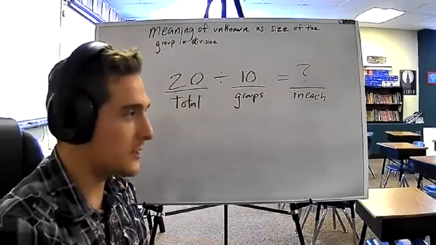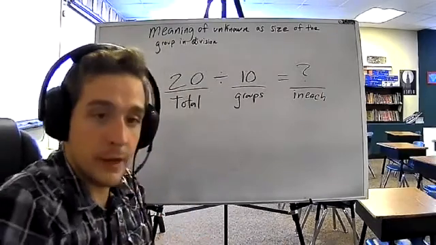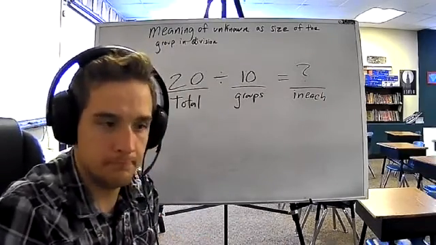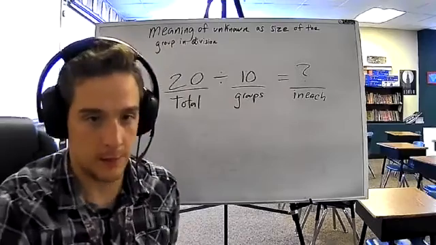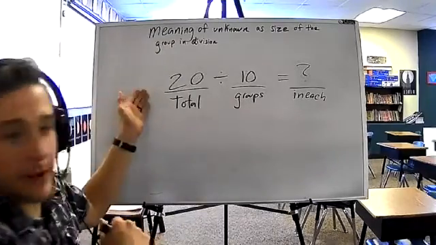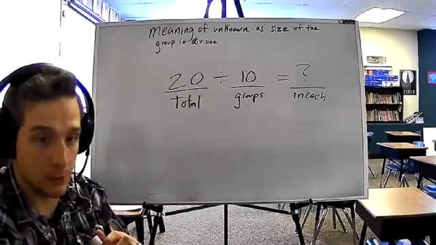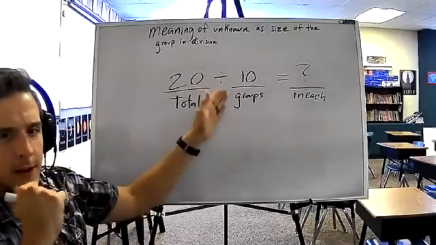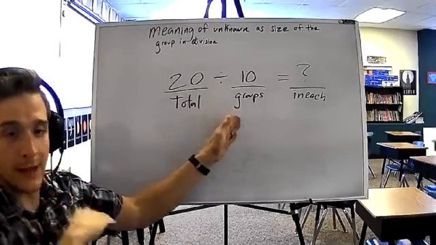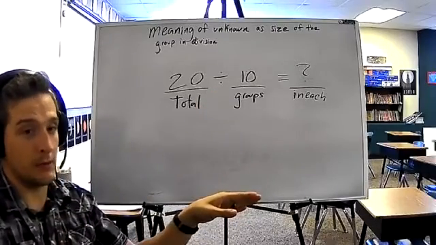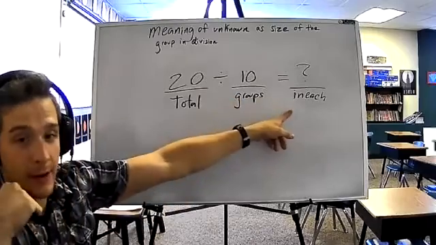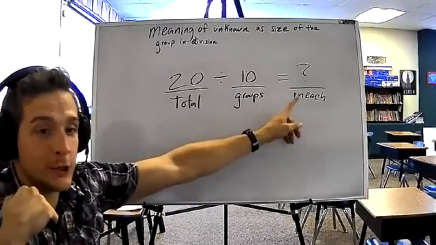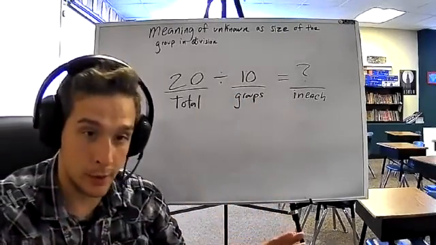And let's use tomato plants as an example for this one. I have a total of 20 tomatoes, and I have 10 tomato plants, and they all have the exact same amount of tomatoes on them. How many tomatoes are on each plant? So that's how this question is being worded here.